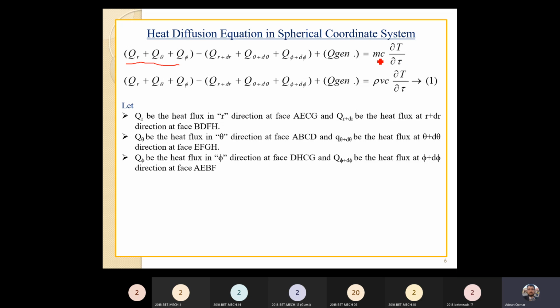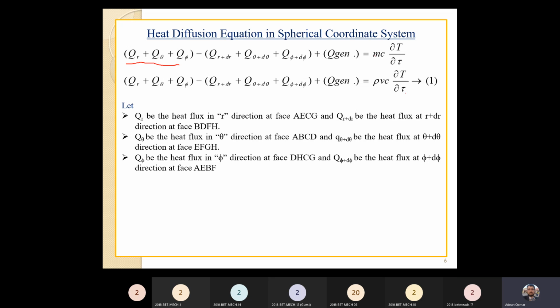And if you want to write here, m is equal to rho V, because you know that density is equal to m over V, mass per unit volume. So volume will be multiplied by density, you will get the value of mass. So this is equal to rho V Cp partial T over partial tau.